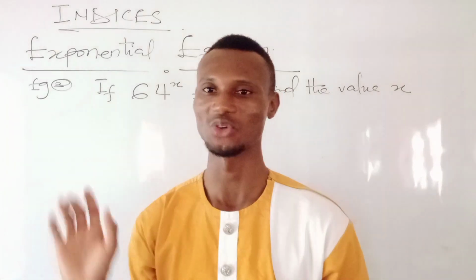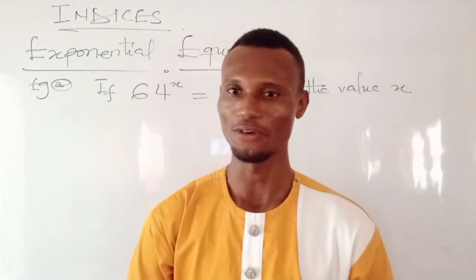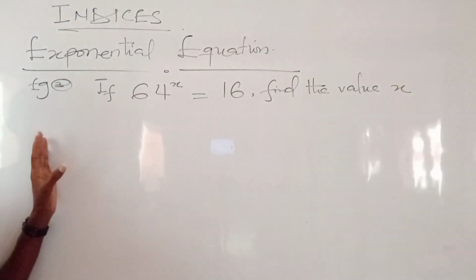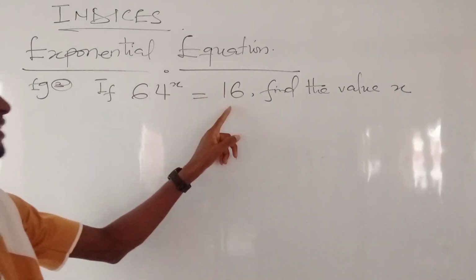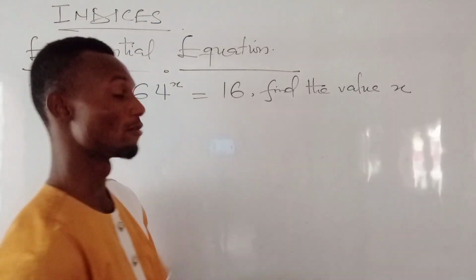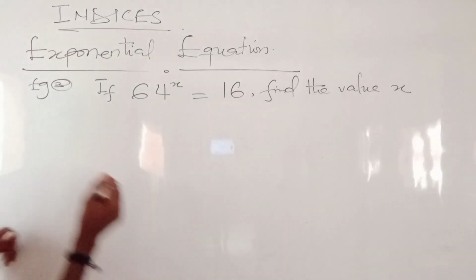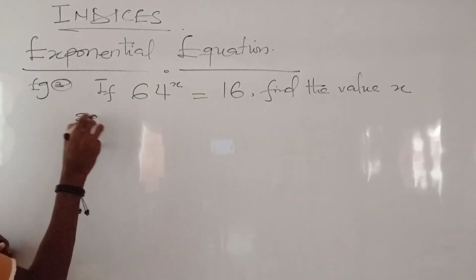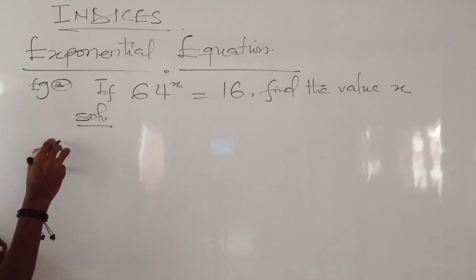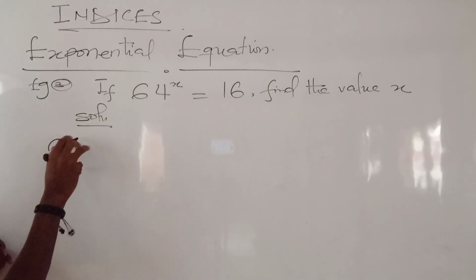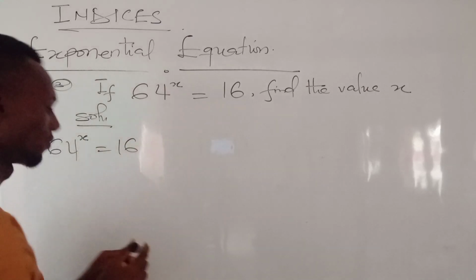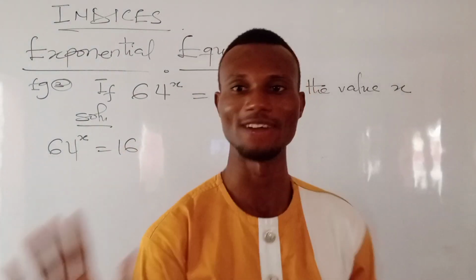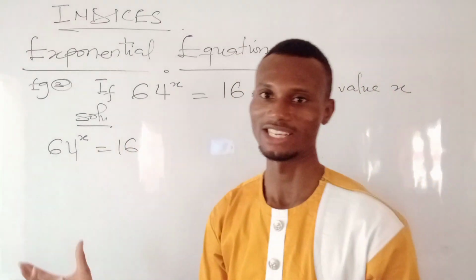Let's go ahead and solve the example 3 that I have on the board. So example 3 says if 64 to the power s equals 16, find the value of s. Okay, so let me write my solution down and let's do it together. So I have 64 to the power s equals 16. Okay, so now we have to solve for the value of s in this exponential equation.